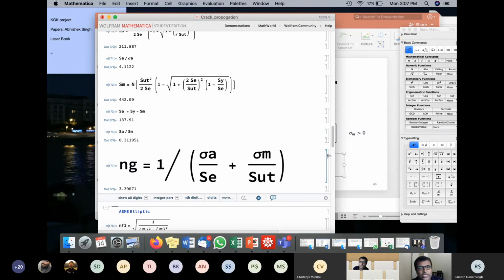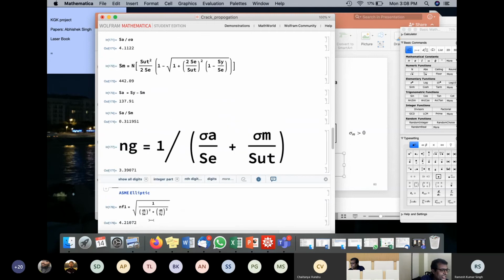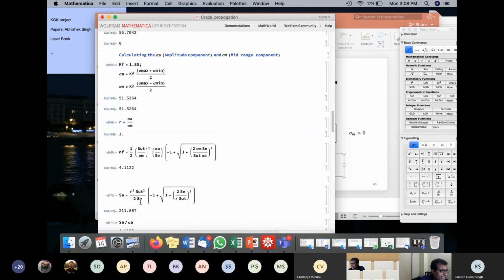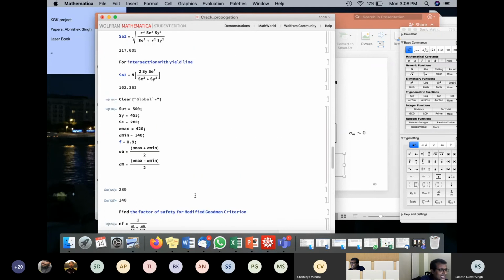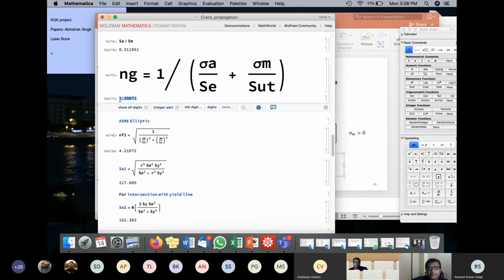3.39. So if I were to use these three designs, ASME elliptic is giving me a factor of safety of 4.2, right? So this is giving me the most reasonable estimate. Then Gerber is giving me 4.11. But if I use modified Goodman, I'm getting only 3.39, right? So I'm over designing my entire fatigue life.